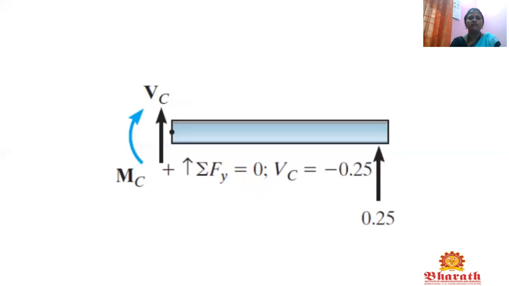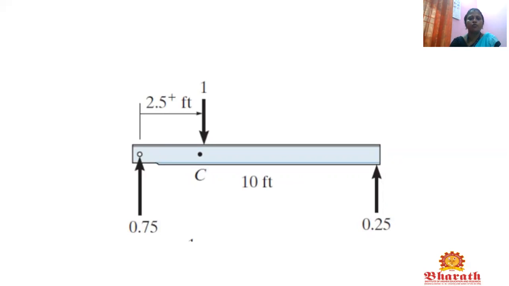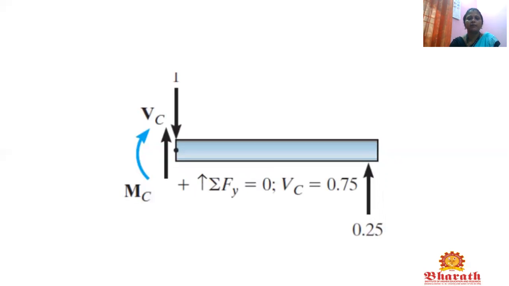Coming to the solution, we know MC and VC, the reaction at point C, we are going to find. Summation of Fy is equal to 0, then VC, the reaction at point C, is minus 0.25. Next, we are going to find at 2.5 distance. For this 2.5 distance, the reaction at A is 0.75 and the reaction at B is 0.25. Next, coming to VC, a unit force is acting at point C with a moment of MC. For this, total summation of Fy is equal to 0, then the VC reaction is equal to 0.75.